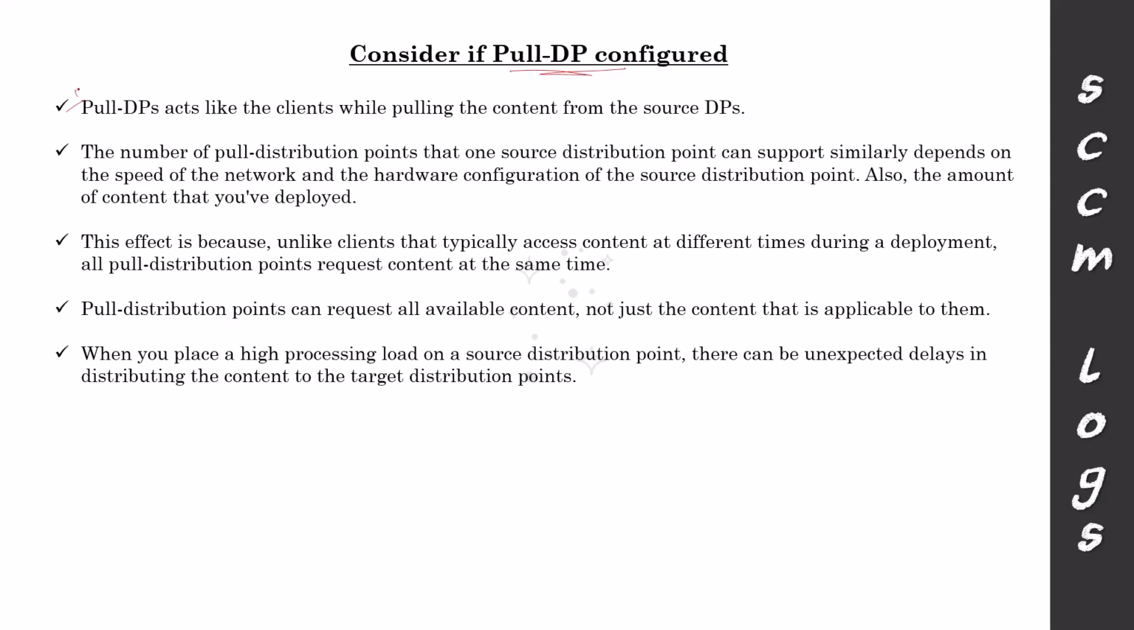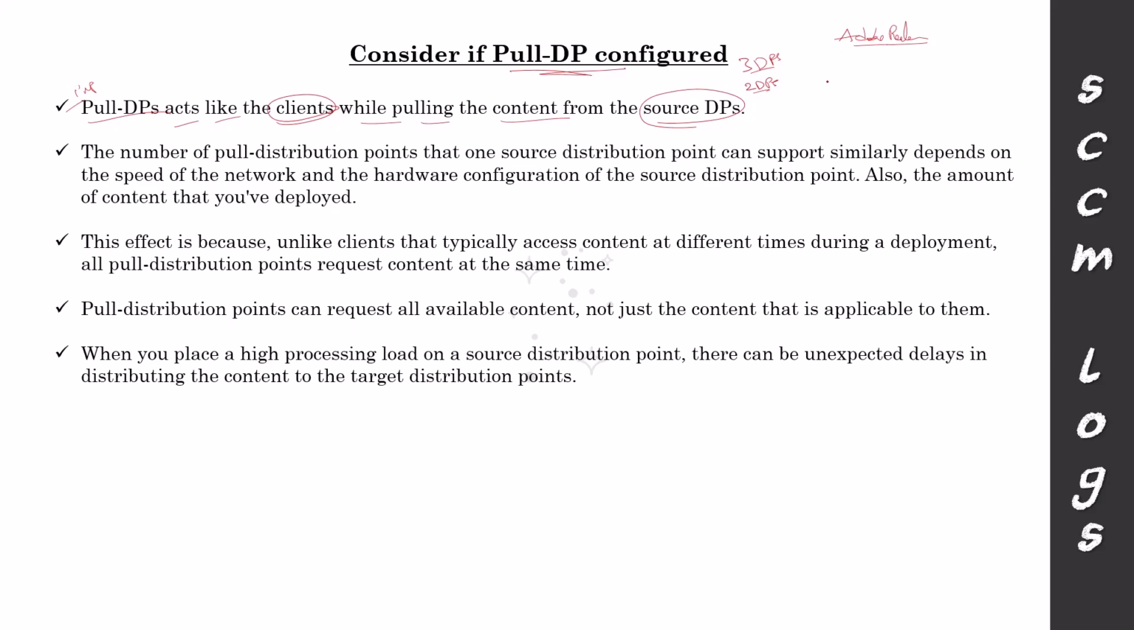The first and very important point is that a full DP acts like a client while pulling the content from the source DPs. Let's take a simple example. You have the Adobe Reader software configured in the console, and you have, for example, 3 DPs in your hierarchy. Of those, 2 DPs are full DPs. A full DP means that while you are installing the DP in the installation wizard, you have an option to configure the DP as a full DP.